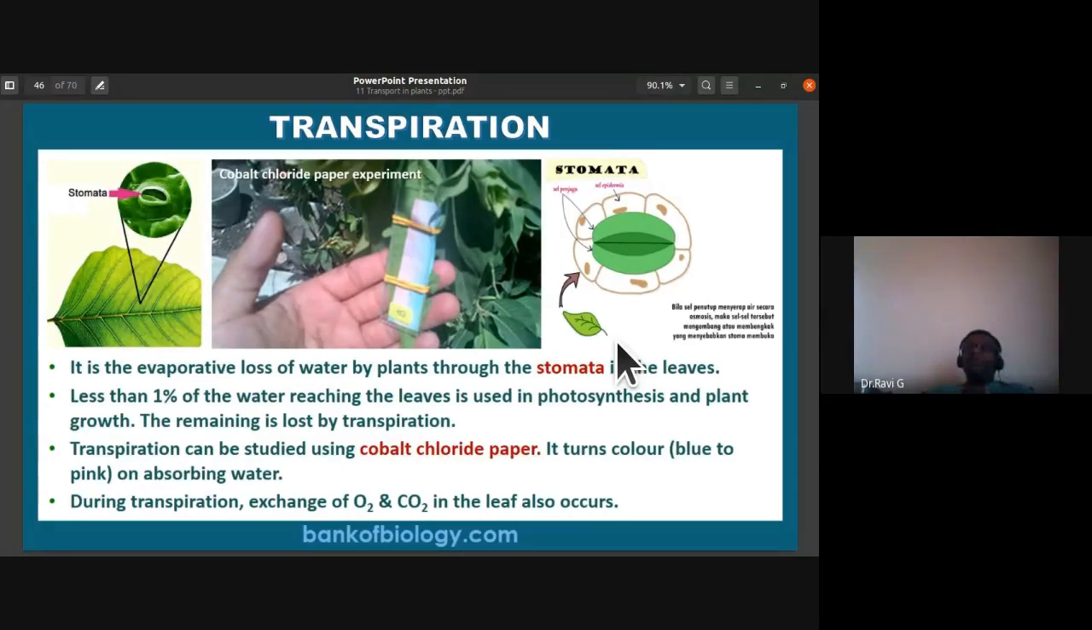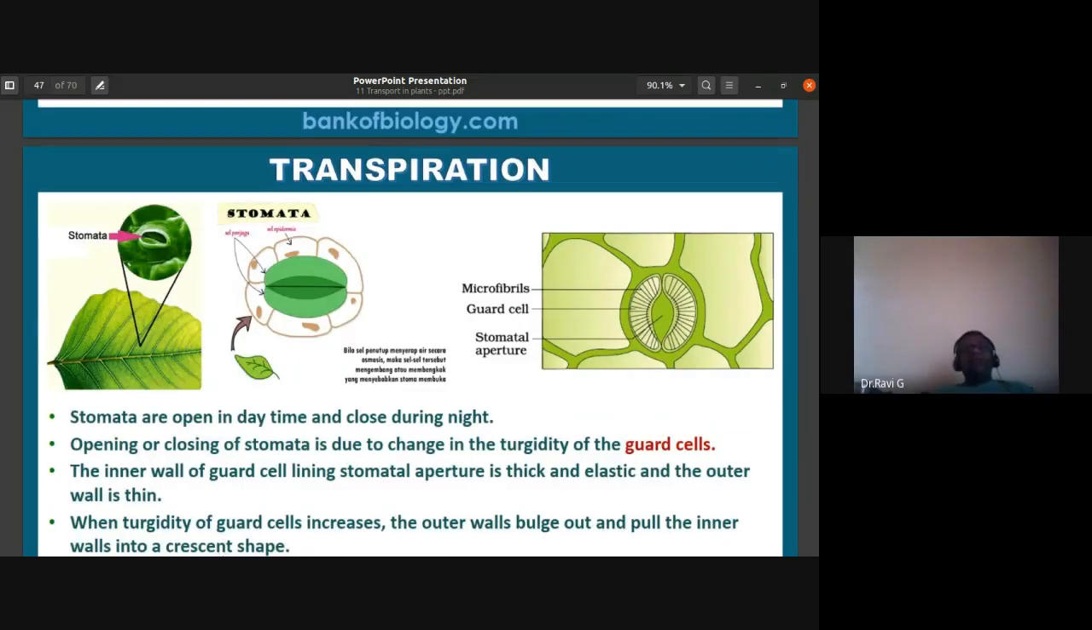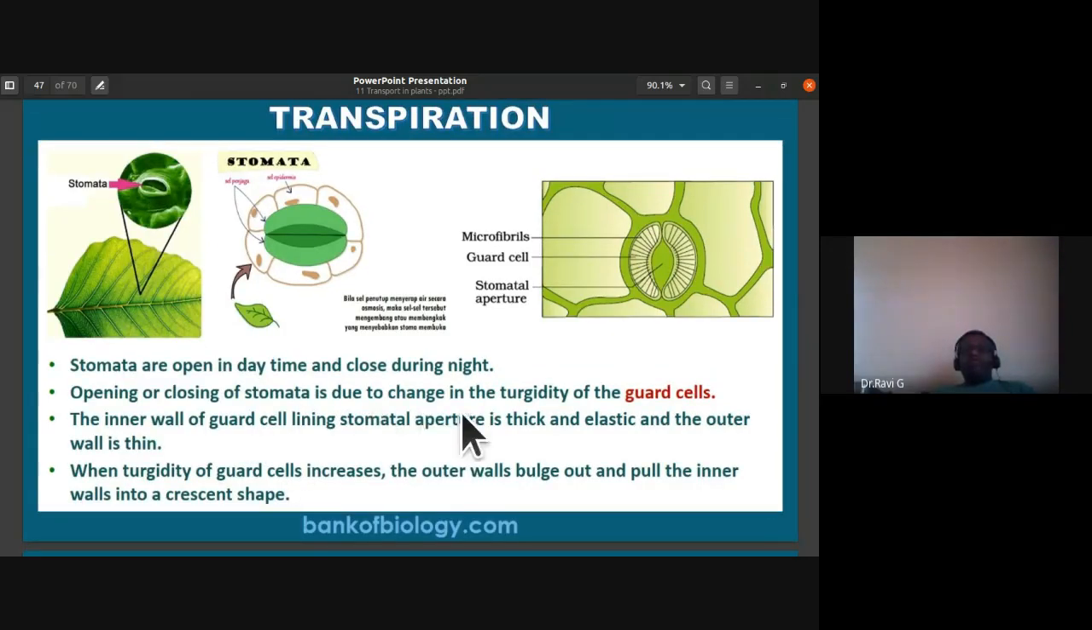and the stoma is open during the daytime. Okay. So stomata are open in daytime and close during night. The opening or closing of stomata is due to change in the turgidity of the guard cells. If they become more turgid during daytime, there is opening of stoma. If they become less turgid and return to their normal position, there is closure of stoma in the night time.